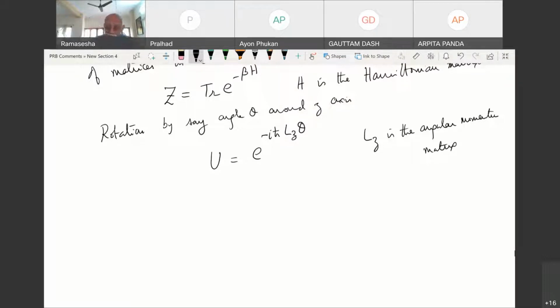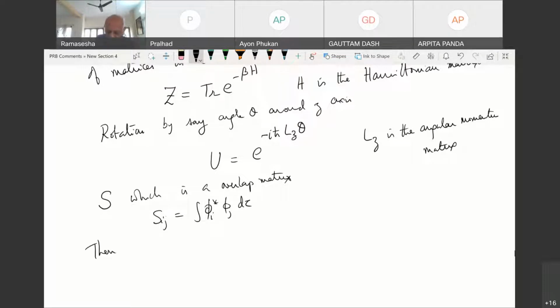Okay, and square root of a matrix, for example, if I take the matrix S, which is an overlap matrix, where Sij is given by the integral of pi star pj d tau. Okay, then for something called Löwdin orthogonalization, you will come across that in quantum chemistry, we need to compute S to the minus half.